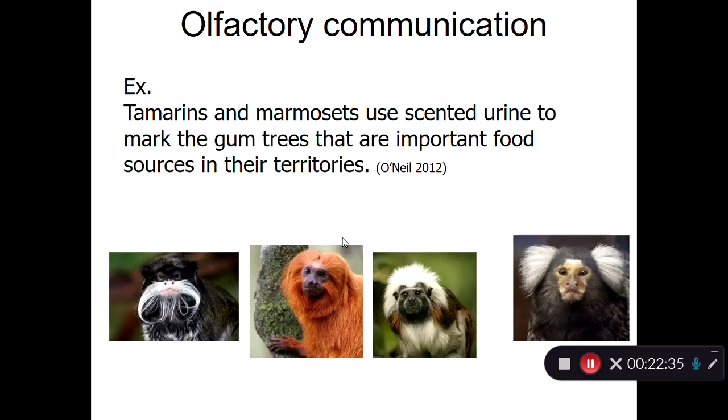Lots of animals use scented urine to mark their territories. The little tiny New World monkeys, these tamarins and marmosets, we've seen them before in videos farming tree sap. They will actually mark their territories so that they know and make little scent-marked fences around the best tree farm locations.